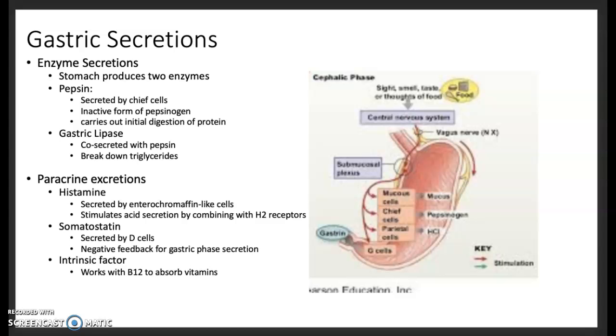And then we have intrinsic factor, which works with B12 to absorb vitamins. So a lot of people that have gone through a gastric bypass are missing parts of their stomach, so they don't have enough intrinsic factor to help them absorb vitamins. So it's important, if someone does go to surgery for something like a gastric bypass or a pylorectomy, that they are sure to take some supplements. Okay, and so that is the gastric phase of digestion.